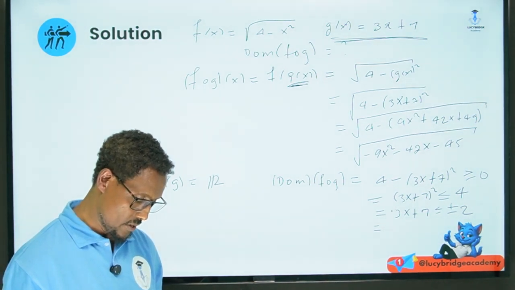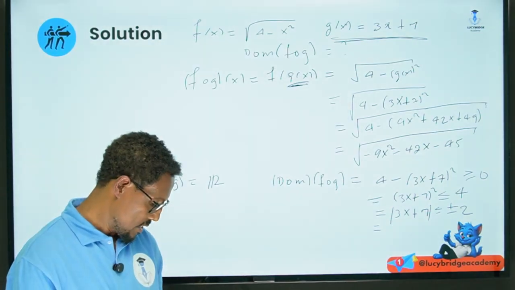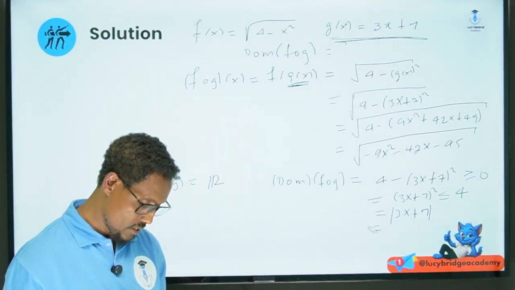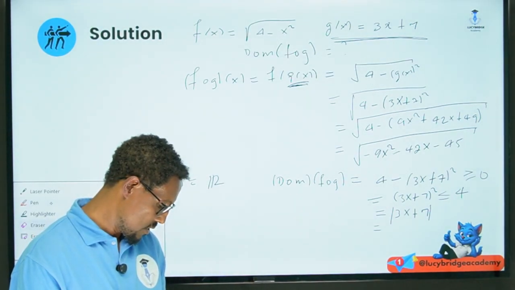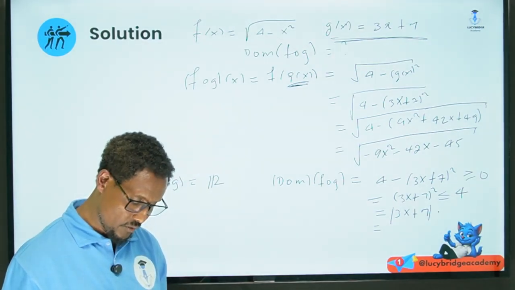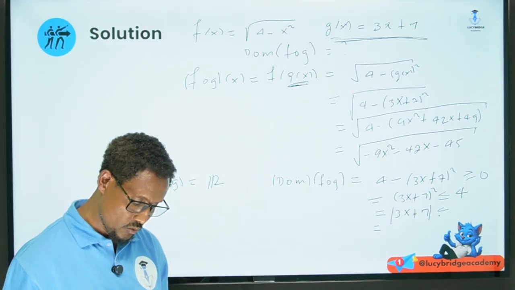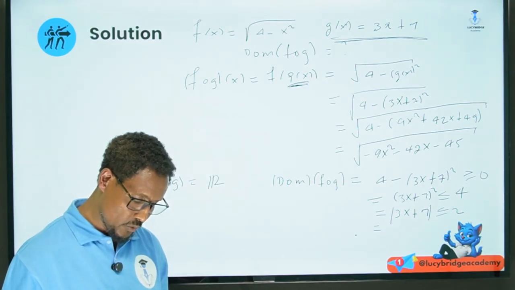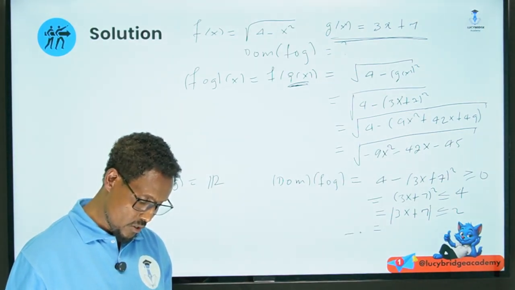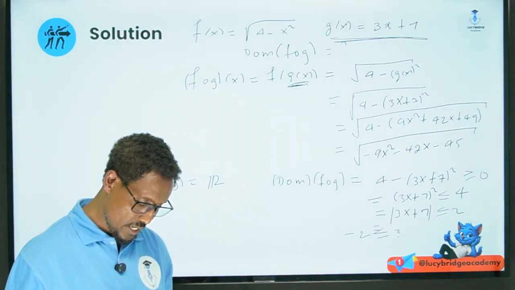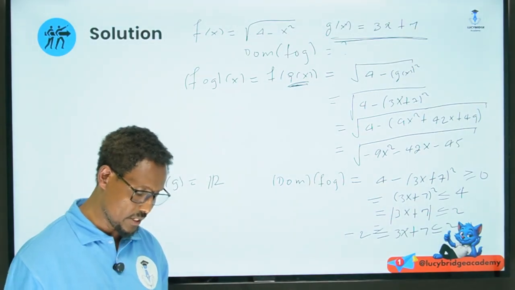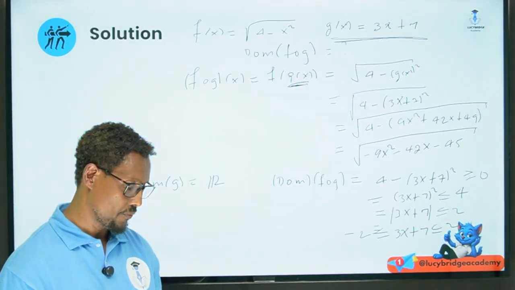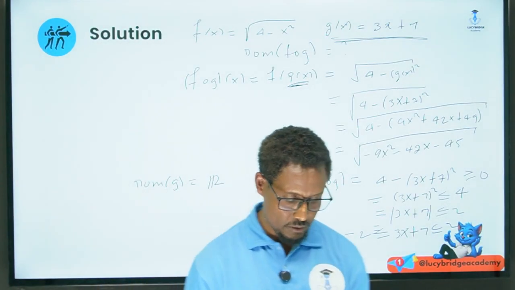Sorry, the absolute value of this number: just take the square root of both sides, so the absolute value of 3x plus 7 is less than or equal to 2. Okay, now this means minus 2 less than or equal to 3x plus 7 less than or equal to 2. This is an absolute value inequality, right?